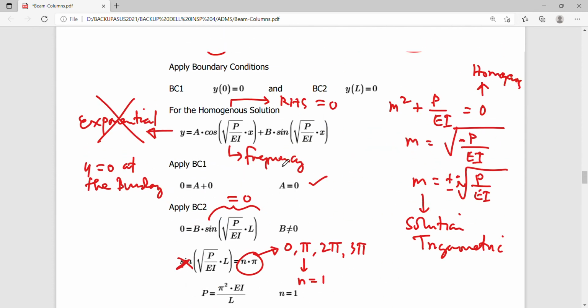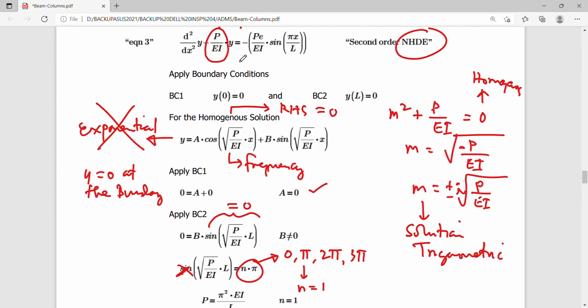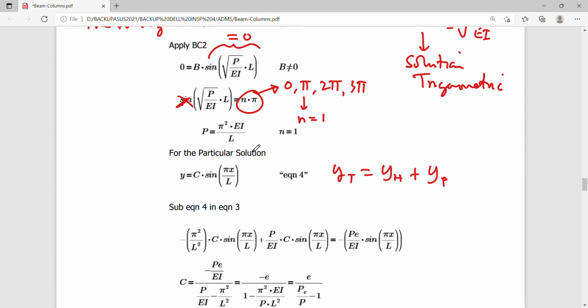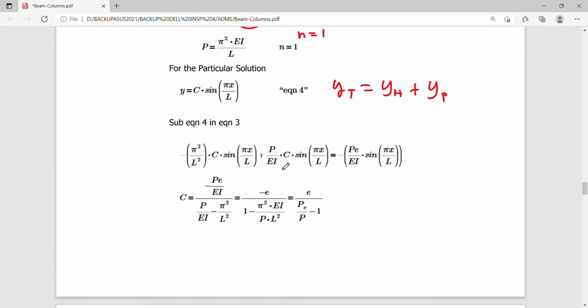Okay, the next term here is simply a y. So we simply substitute the plus y. So this is simply y. So this is d squared y over dx squared, plus P over EI y. Okay, so P over EI y is equivalent to the non-homogeneous part here.